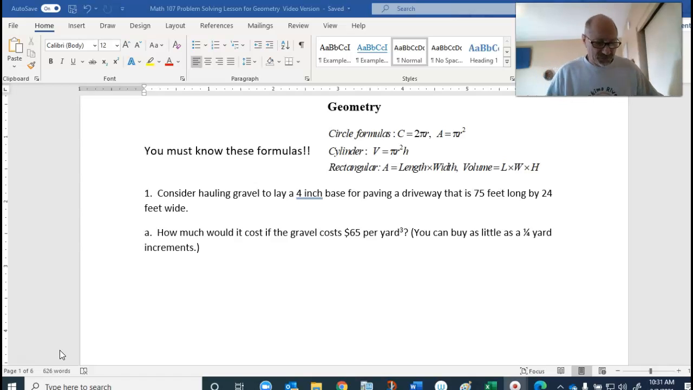There are a few geometric formulas that you should be familiar with, and you can write those down and use them on the quiz if you want to. I would definitely have these formulas handy.